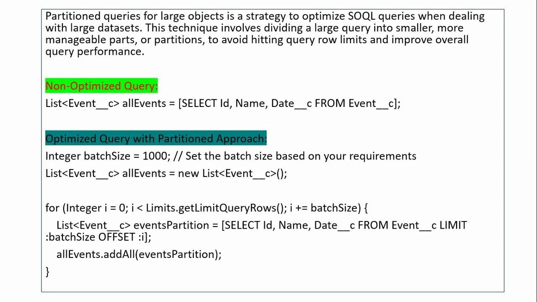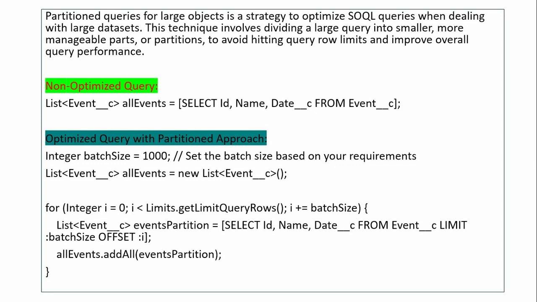List<event__c> allEvents = [SELECT Id, Name, Date__c FROM event__c]; // Process allEvents. Optimized query with partitioned approach. To optimize the query for a large object, you can implement a partitioned approach by querying events in smaller batches or partitions. Integer batchSize = 1000; // Set the batch size based on your requirements.